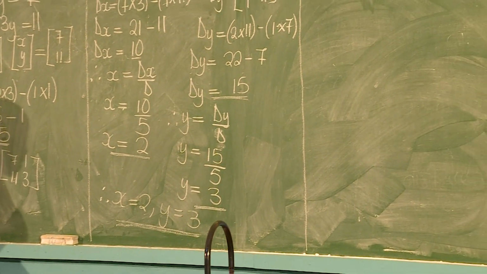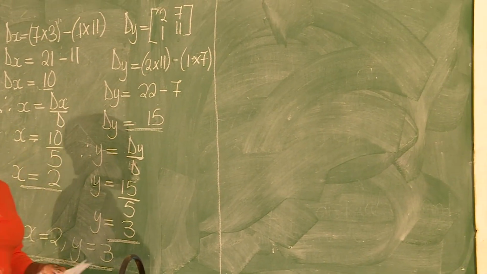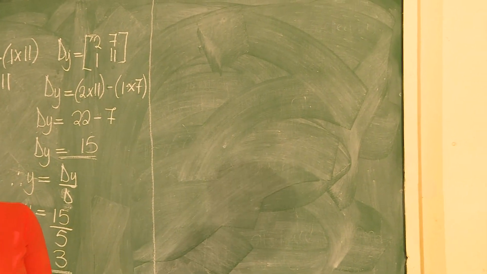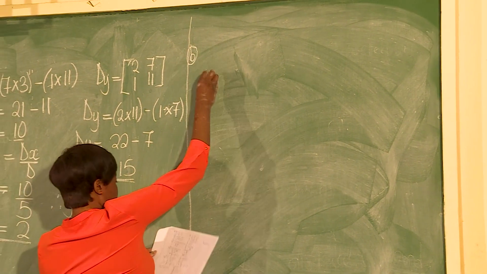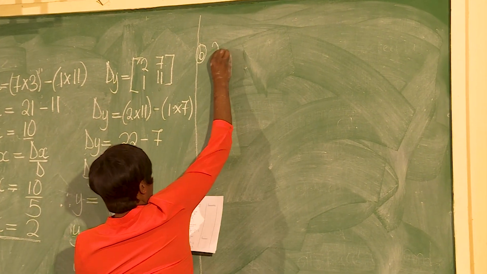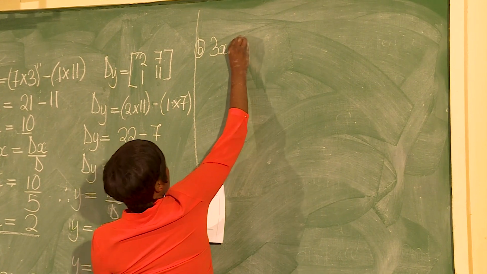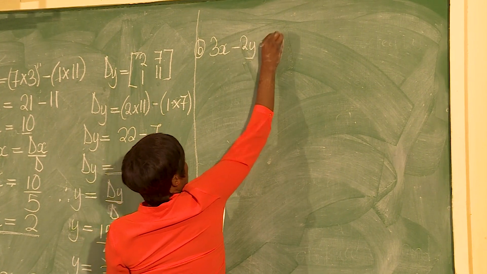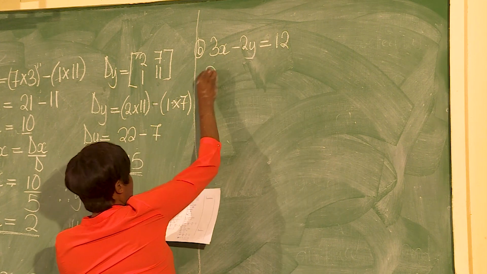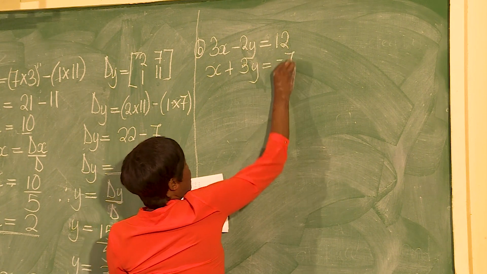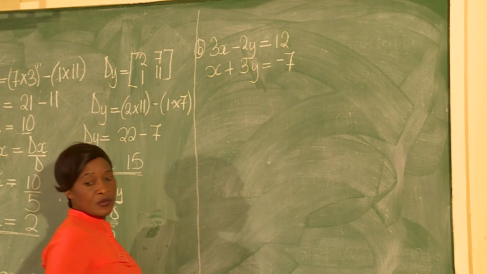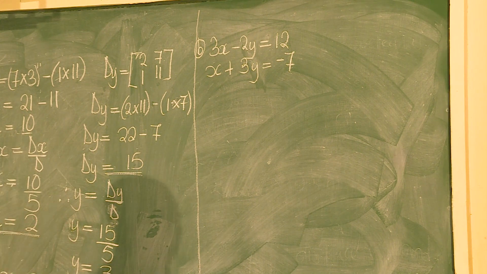Good. Right. So I'll present the next question, which is B. So this is 3x minus 2y is equal to 12. Then x plus 3y is equal to negative 7. In the same way that we worked out the first one, that is the way we are going to deal with that.